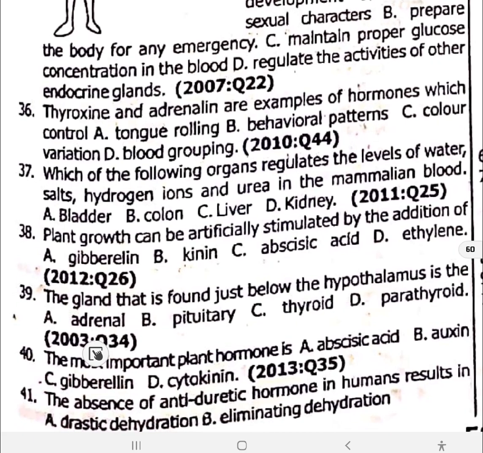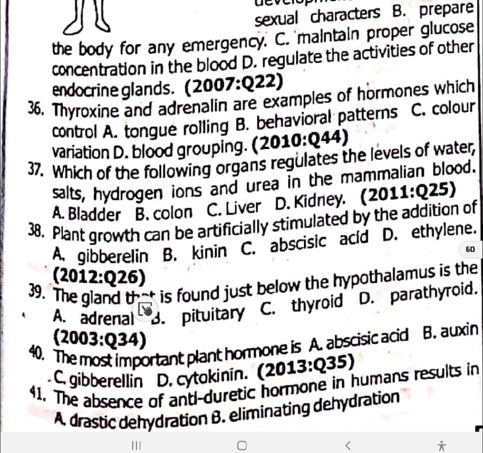39. The gland that is found just below the hypothalamus is the pituitary gland. Option B. The pituitary is controlled by and connected to the hypothalamus. All of them like these are located in the brain region. 40. The most important plant hormone is auxin. Option B.